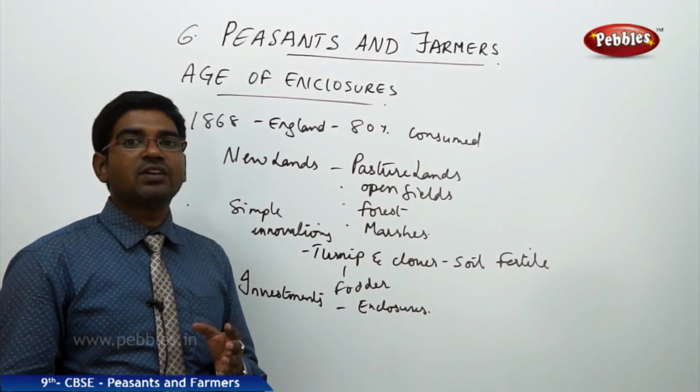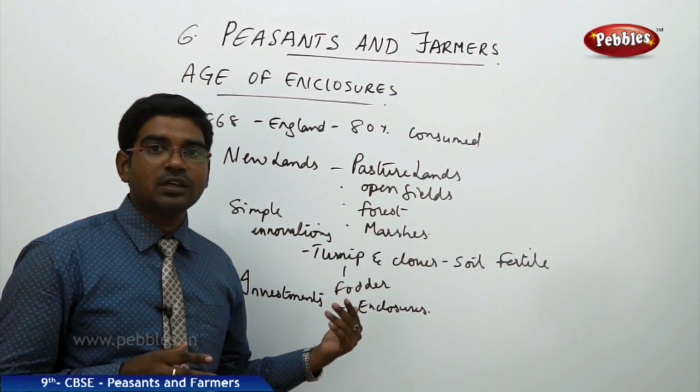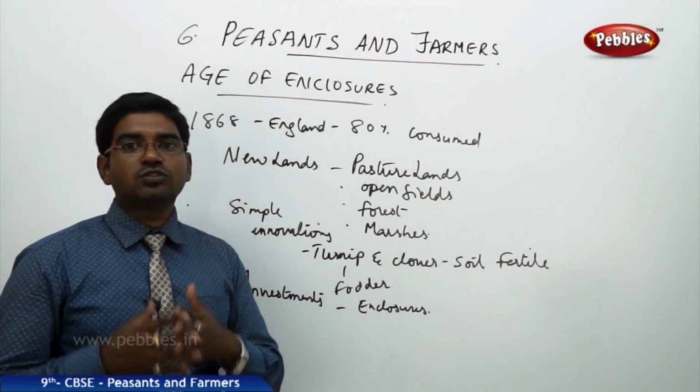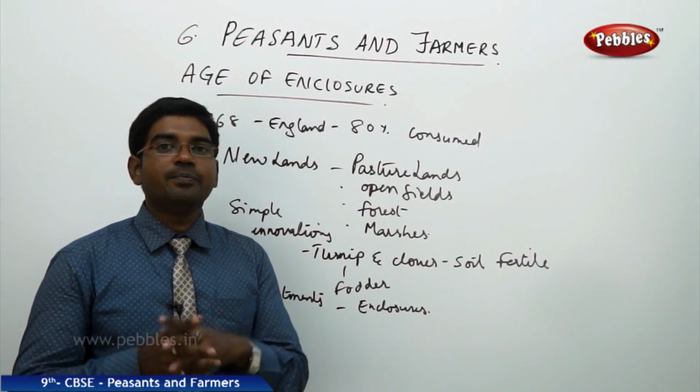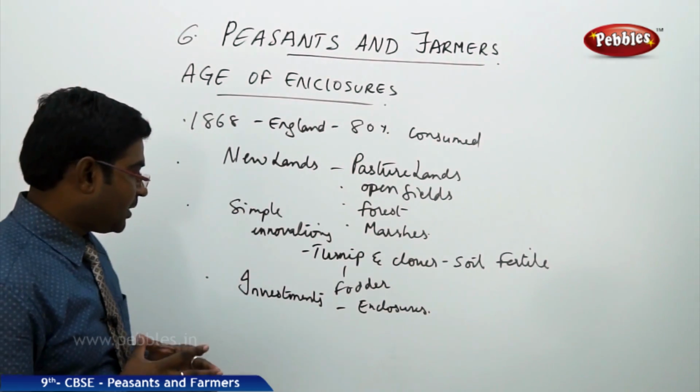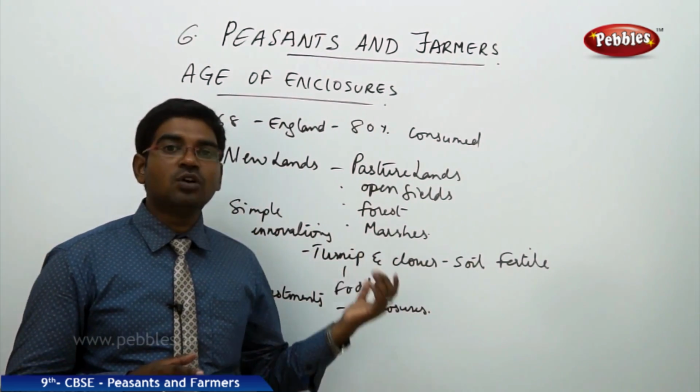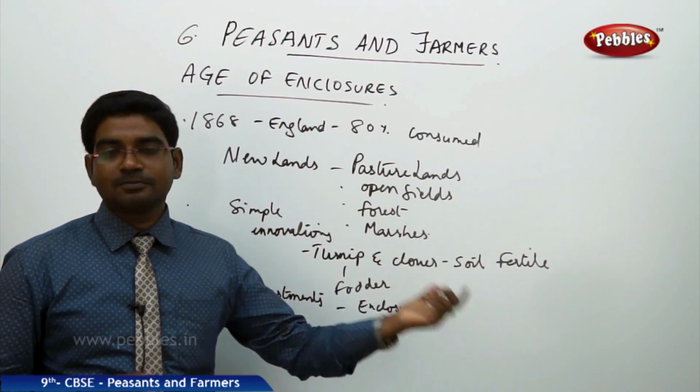And again, when the fertility comes down, they used to go for turnip and clover cropping. Like that, they started to increase the fertility of the soil and production increased rapidly. And turnip is also a fodder for their cattle.